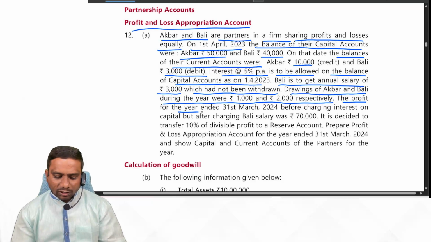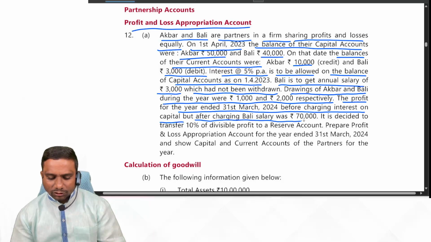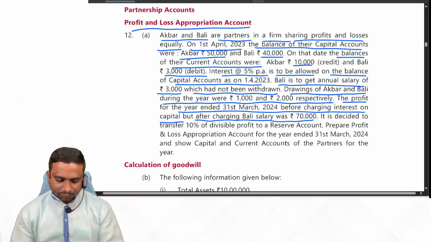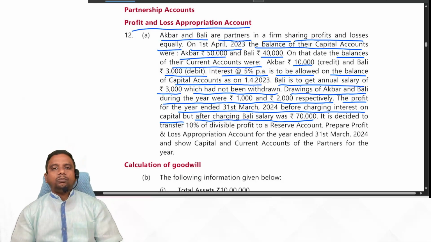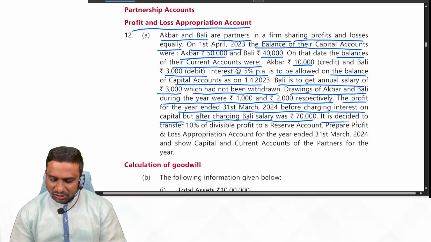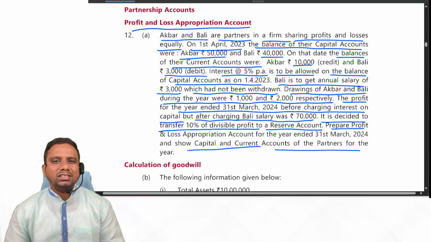The profit for the year ended 31st March before charging interest on capital, but after charging Bali's salary, was 70,000. Okay, fine. Before deduction of Bali's salary, the profit is 70,000 rupees. They decided to transfer 10% of divisible profit to a reserve account. Prepare profit and loss appropriation account and show capital and current accounts of partners. This is a very simple problem, students.